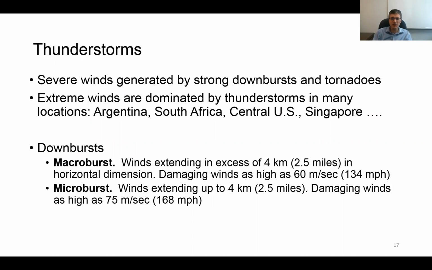Thunderstorms, as I said, the damaging winds that come from these events are mainly from downbursts and tornadoes. And these are the primary source of wind damage in places like Argentina, South Africa, the central US, Singapore, and a lot of other places. Downbursts are classified into macrobursts or microbursts. Really the only distinguishing feature is their magnitude, and therefore the magnitude of the winds at the ground level, and also the extent that it radiates out from the center of the downburst.